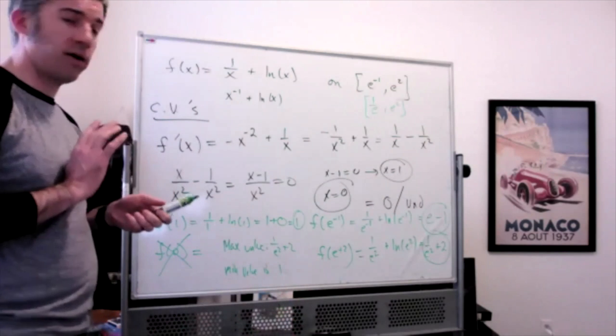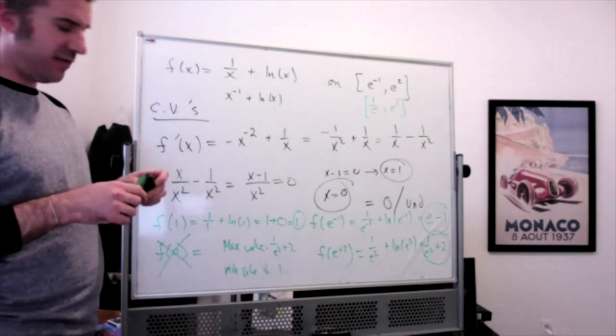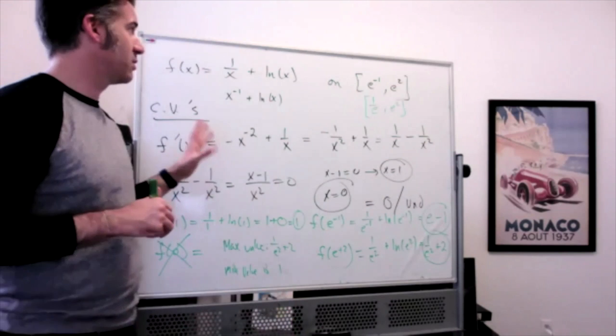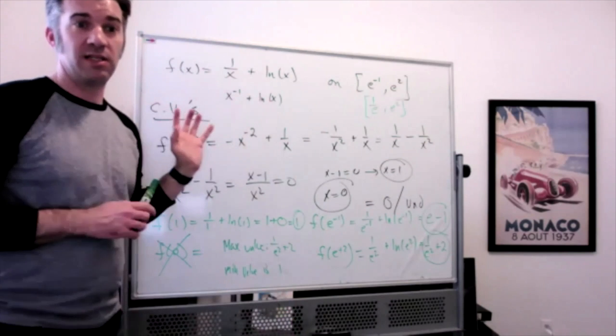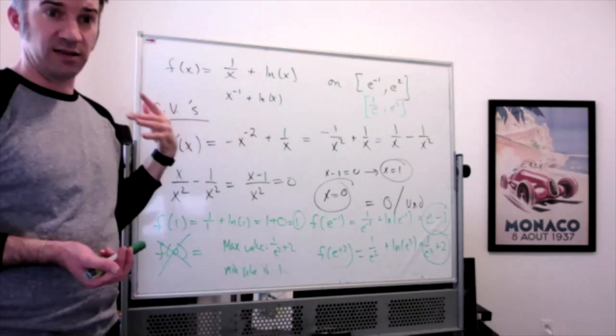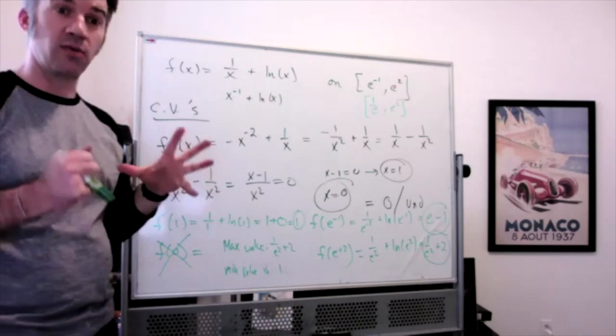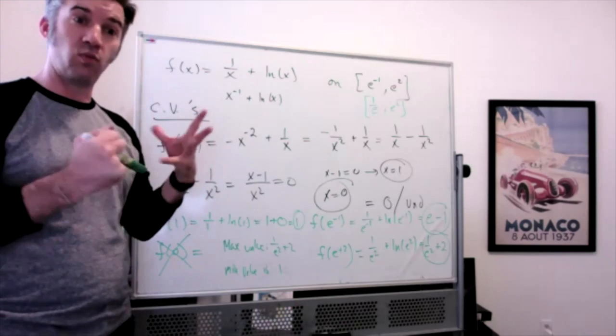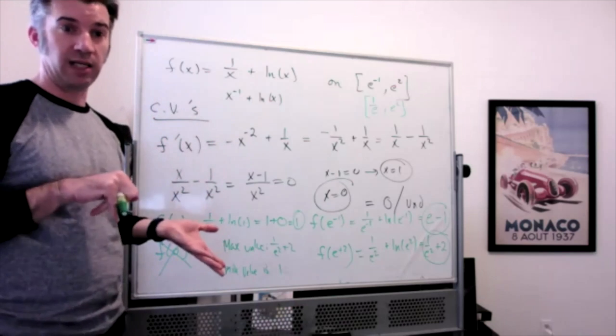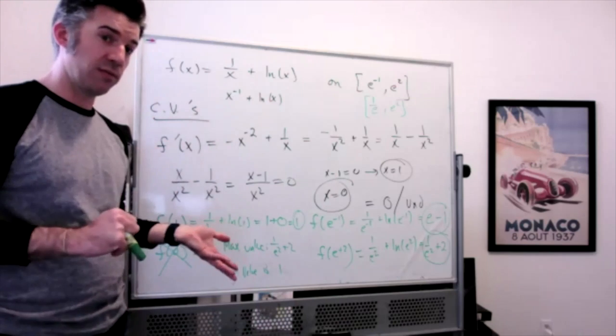So this is very different in my opinion. I mean, it's different but the same. It's the same because we're finding critical values, but it's different in that we're not using the first derivative test to see if we have a relative max or a relative min. We're plugging the values back into the original function to see if it's an absolute maximum or absolute minimum.